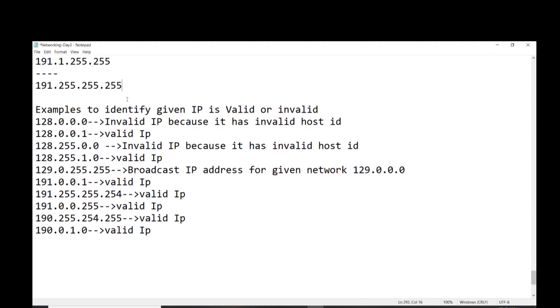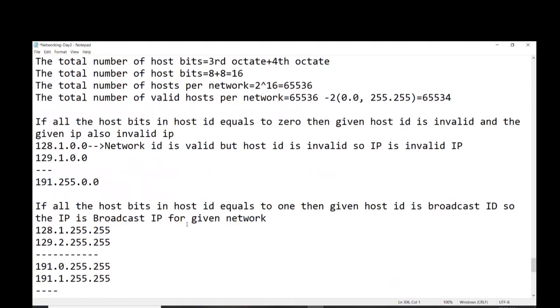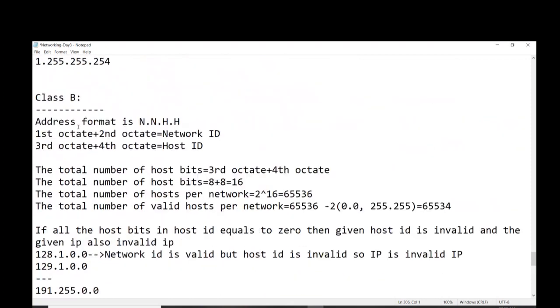Okay, any questions? Understood? How to identify whether the given IP address is valid or invalid? I understood whether it's a broadcast IP address, valid IP address, or invalid host ID. Is that clear? Okay, so now same thing, you can go with class C.